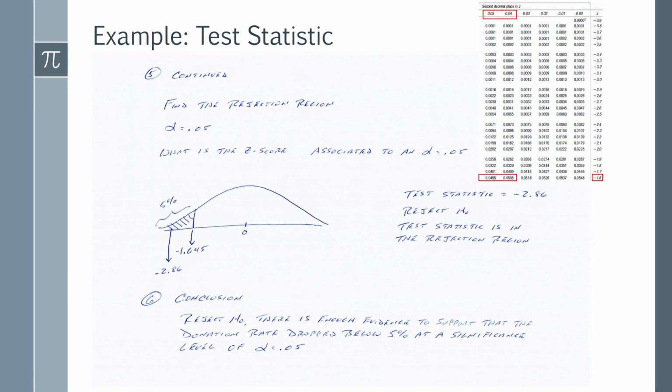So in my conclusion, recall I have to state my conclusion in the context of the problem. So what I'm going to say is reject H0. There is enough evidence to support that the donation rate dropped below 5% at a significance level of alpha equals 0.05.